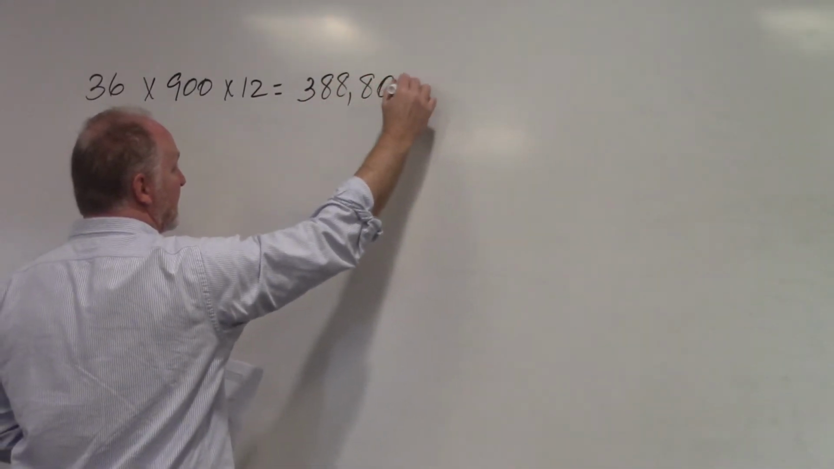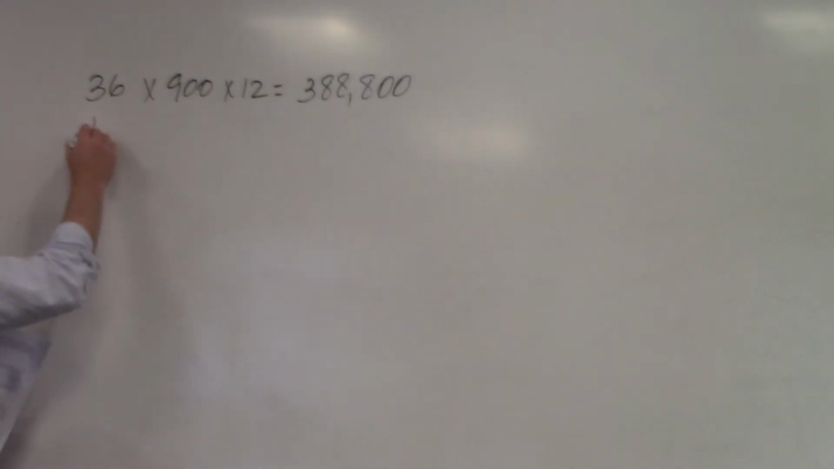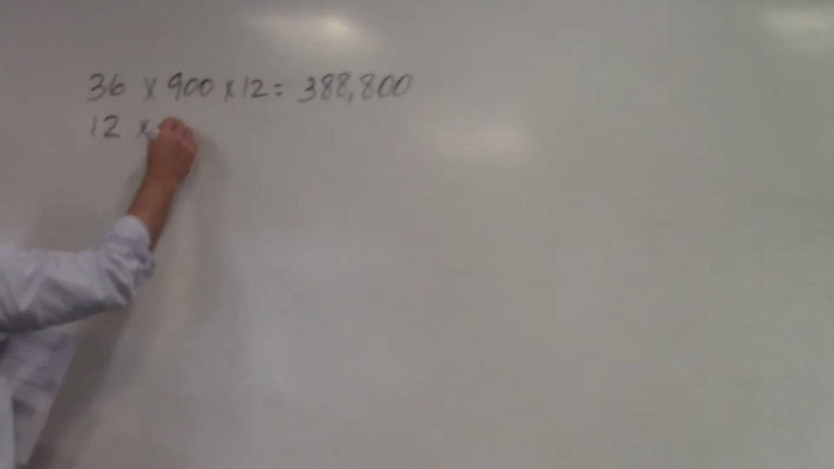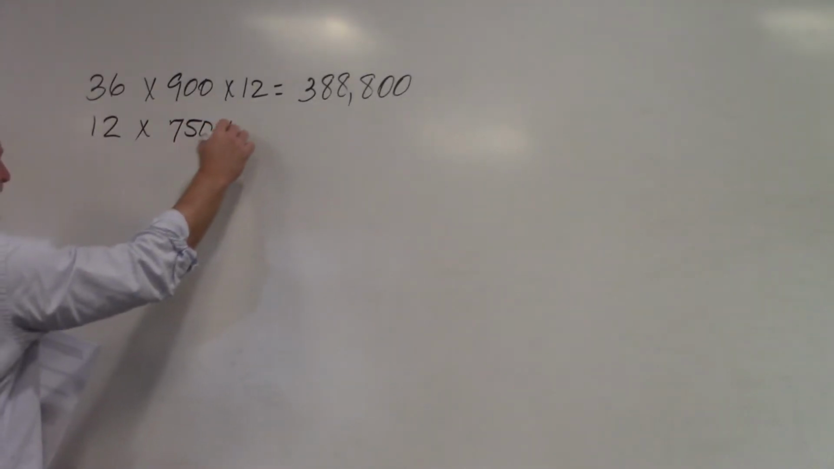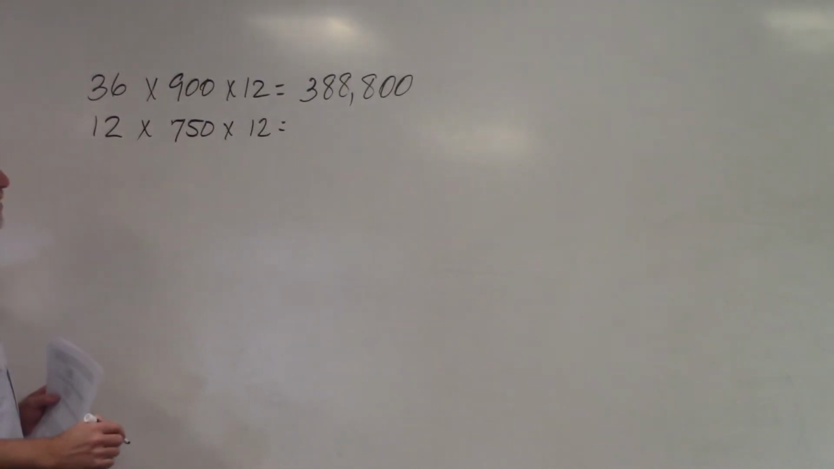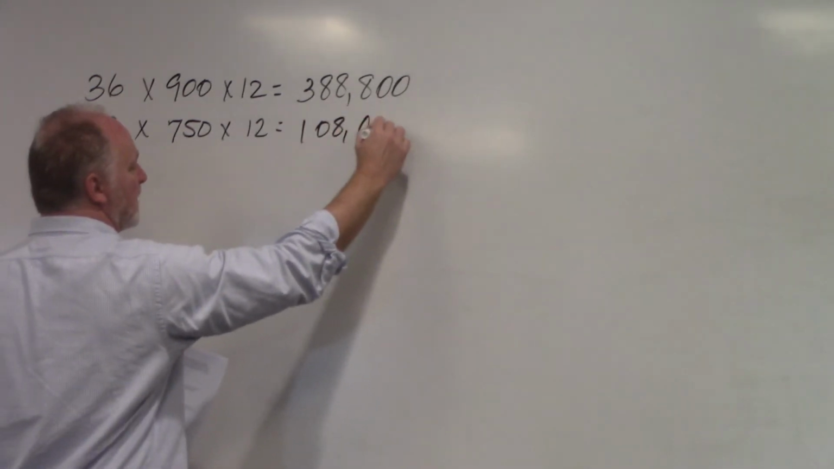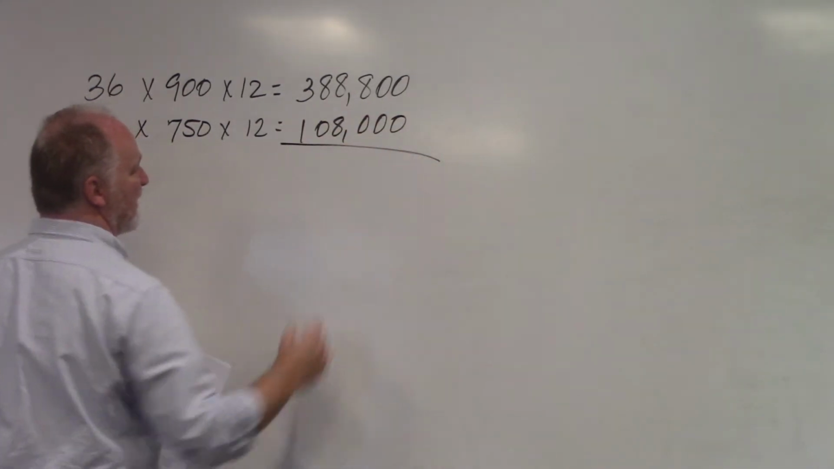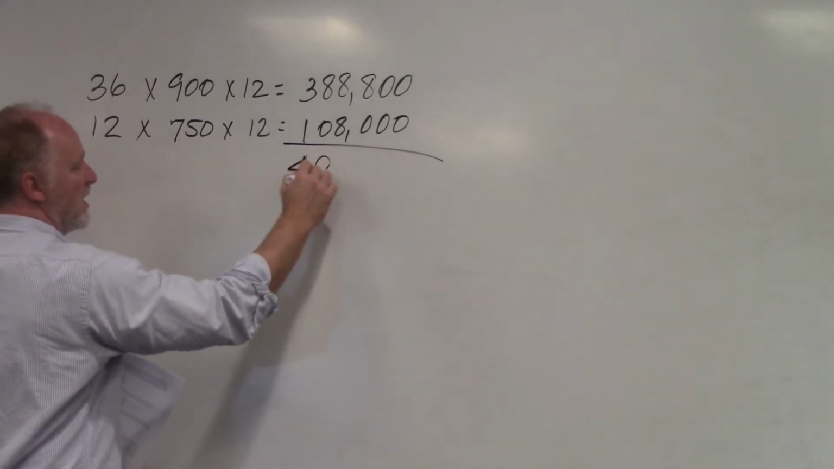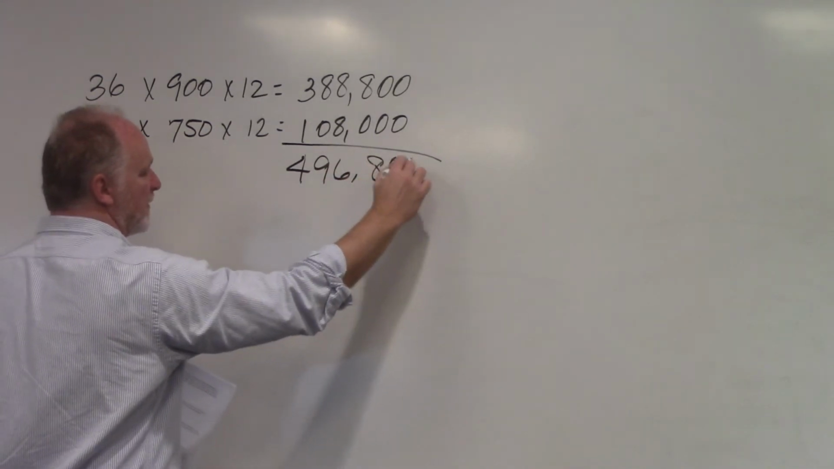3888. Okay, now that takes care of 36 of them. 12 of them rented for $750. 12 times 750 times 12. Help me with that number. 108,000. 108 even. Yes. Okay. So if I'm reading that correctly, there's a total income of $496,800. Somebody check me on that. Does that look right? 496,800.